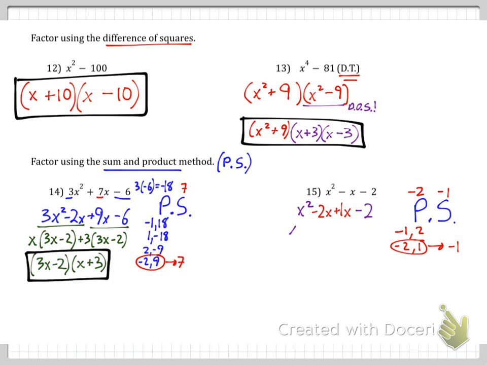And when we find the GCF of the first two, that's x. The GCF of the second two is 1. So we get x minus 2 and x plus 1. That's our answer. For each of these, in fact this whole page of factoring, you can always check your answer by taking your answer and multiplying it back out. That might be a good idea, especially if you find yourself with some extra time at the end of the test.